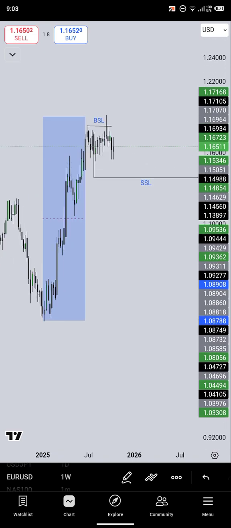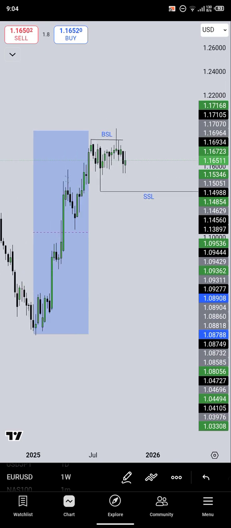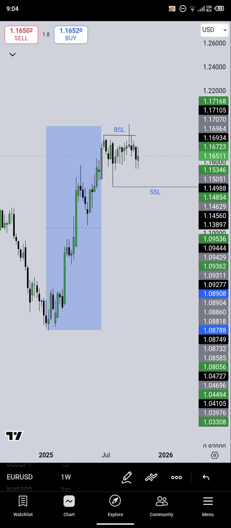According to the ICT concepts, we understand that price is always seeking liquidity and inefficiencies. So, not to complicate things further, what am I looking for? I'm trying to spot those areas of liquidity, and then I'm trying to see if there is any gap, those fair value gaps. Inefficiencies can also be called fair value gaps.